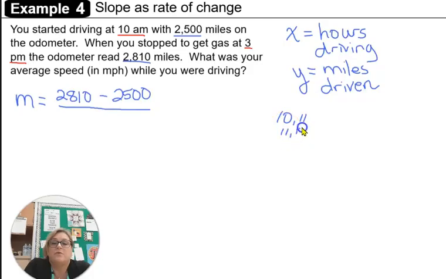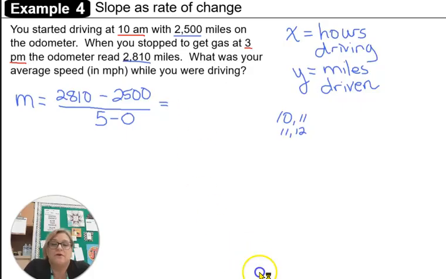Then 11 to 12 is another hour. So we have 2 hours before noon. And then we kept driving until 3 p.m. So that's another 3 hours. So our total hours driven is going to be 5 hours. So I've got 5 hours in when I finished, and when I started driving, that was 0 hours driven.